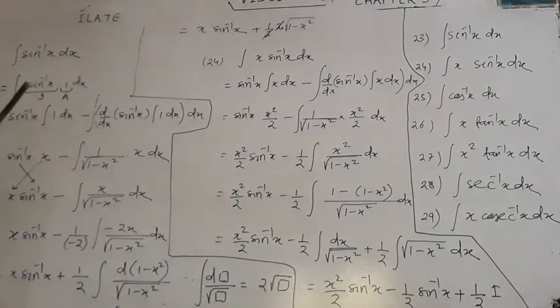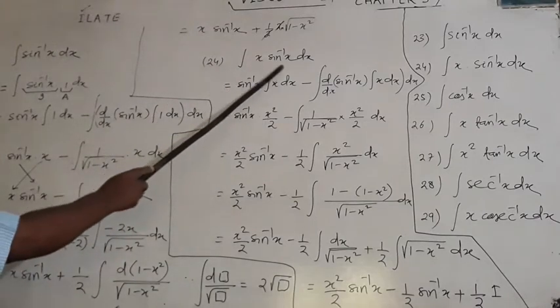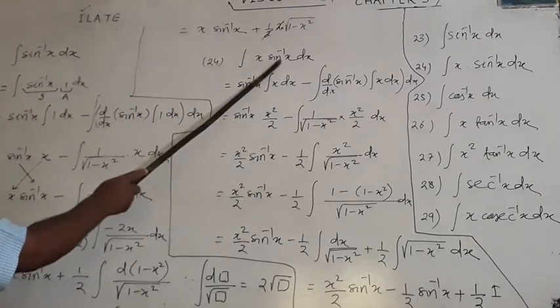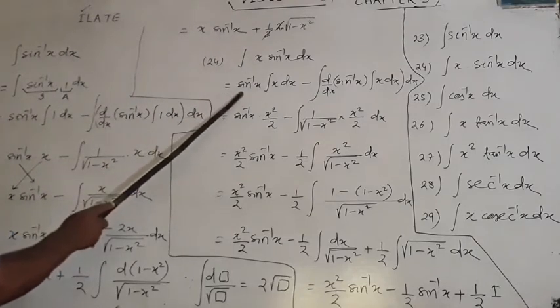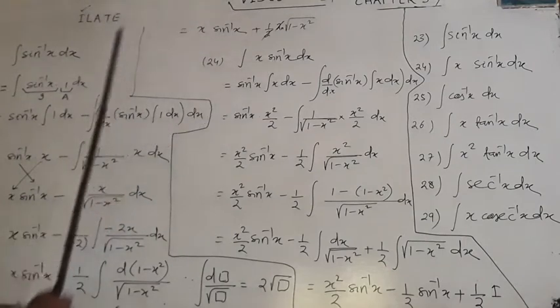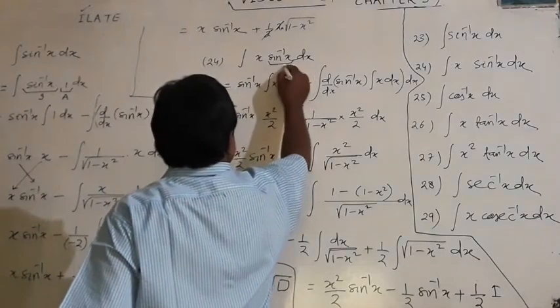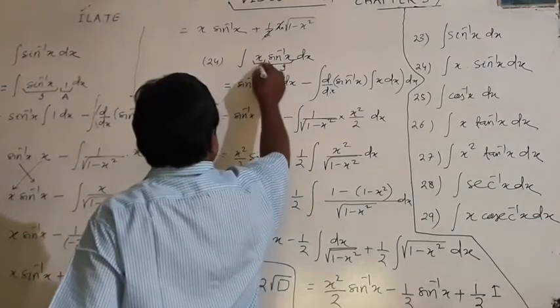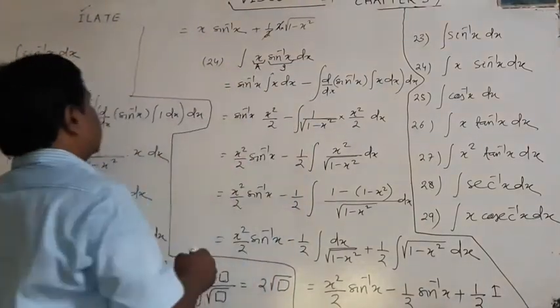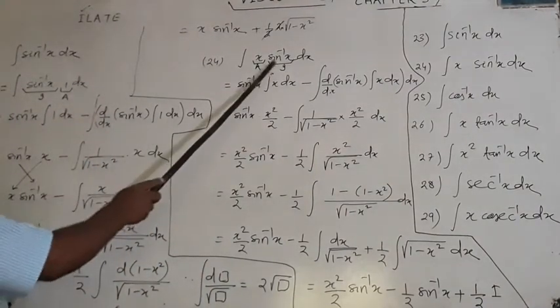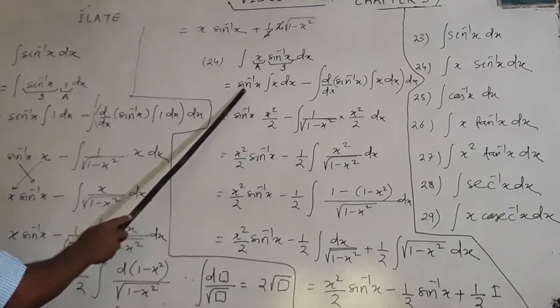Now the next problem, 24. Okay, take the screenshot of this. 24, x sine inverse x. Here x is what? Algebra. Sine inverse x is inverse trigonometry. Keeping sine inverse x outside, because it is which function? Sine inverse x is your inverse trigonometry function, and x is your algebra. So which one is the first function? I is in first position. So I am keeping sine inverse x first here.